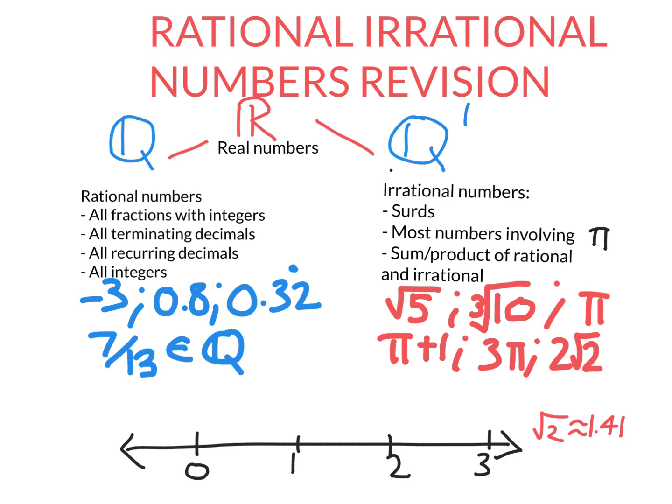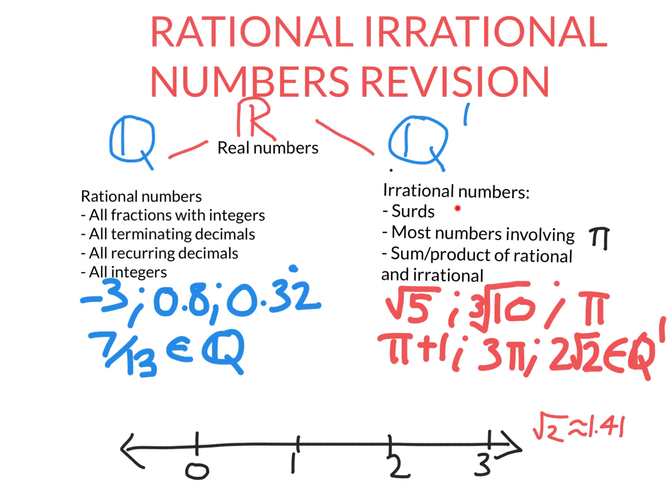And if we want to write that with mathematical notation, we write is an element of, and this time we're going to write not Q. So this says 2 root 2 is not a rational number, or it is an irrational number.